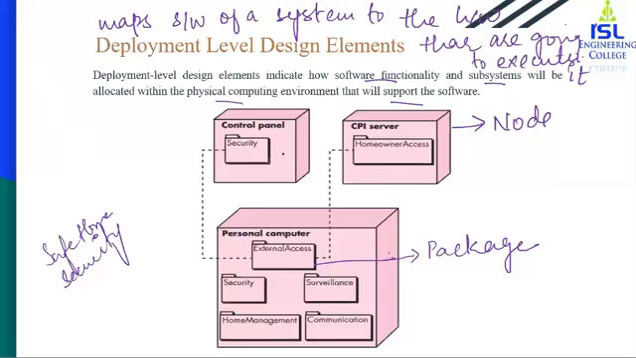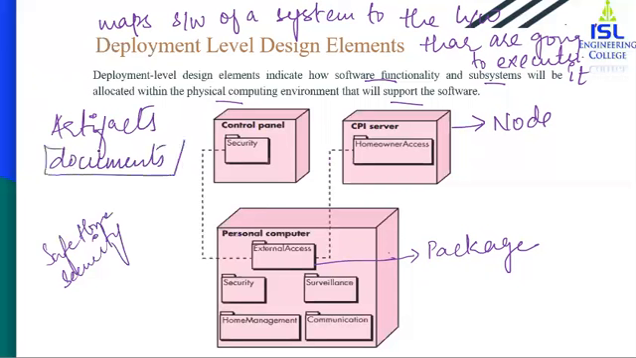Within these deployment diagrams, another thing that you can use is called artifacts. What are artifacts? Artifacts are documents. Any document file, if it needs to be deployed within the software, can also be added within the deployment diagram. So this is the end of the design model.